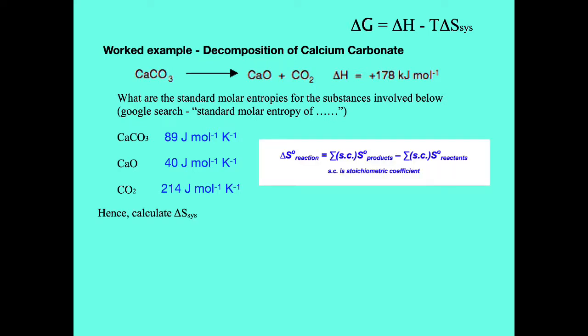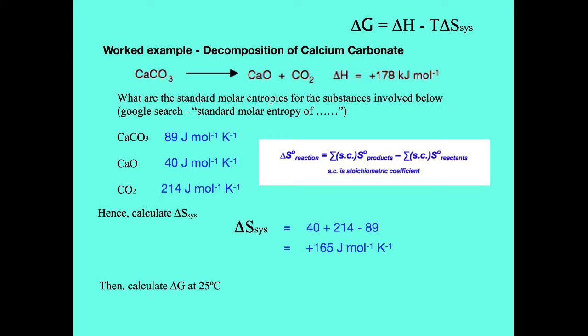So we can work out the delta S of the system, the change in entropy of the system. And that's the sum of the standard molar entropies of the products minus the reactants. Okay, you can work that out. It's not a difficult calculation. Okay, so the products, calcium oxide and carbon dioxide added together, subtract the reactant, and you get that. Okay, that's the entropy change for the system. This is the expression we're using, so we now have delta S system.